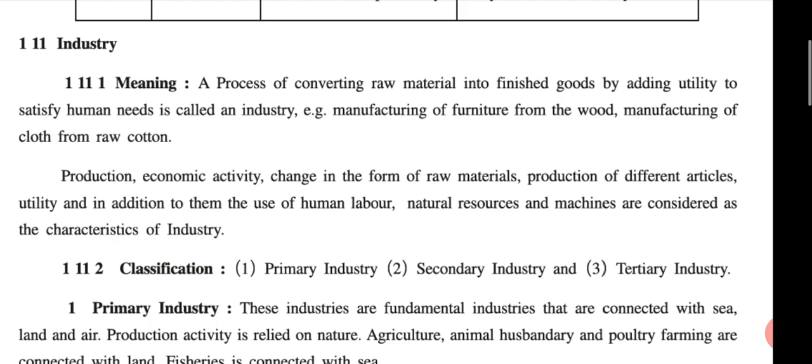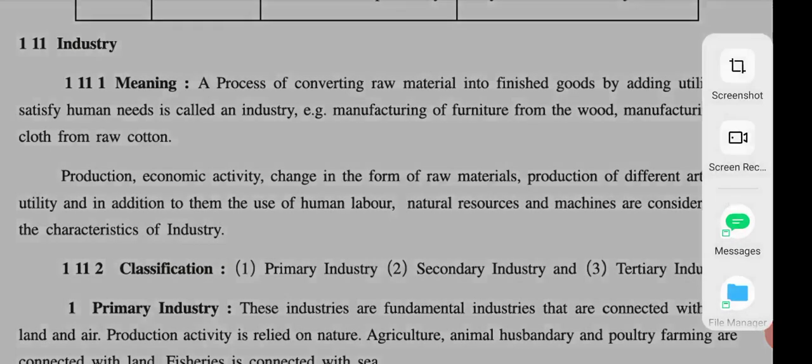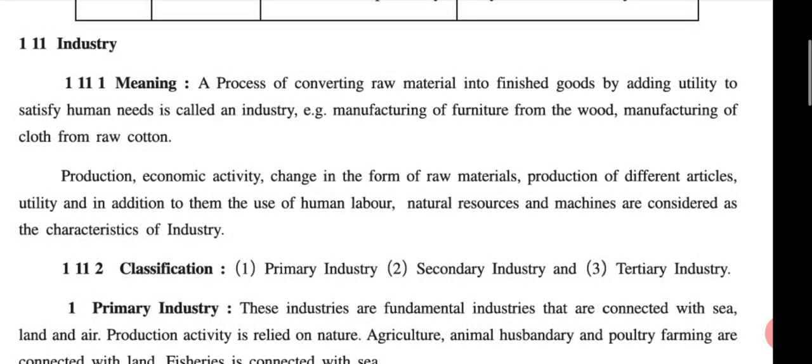There are three types of classification in industries: primary, secondary, and tertiary. Before that, we read the meaning and the second paragraph at least two times. Right now, here on your screen, I provide the meaning and definition. Please read at least two times. I give you 2 to 3 minutes, please.